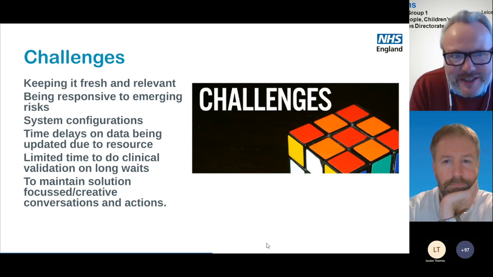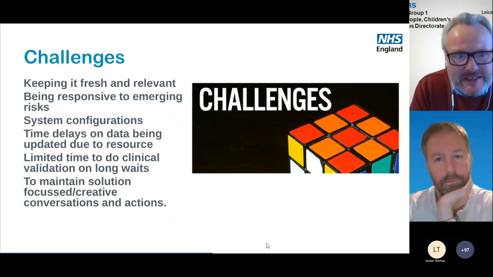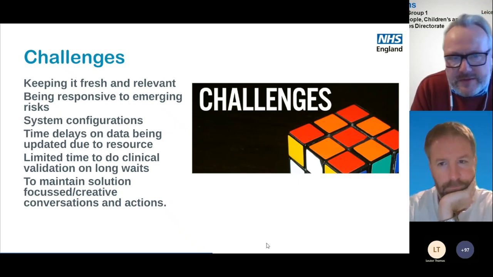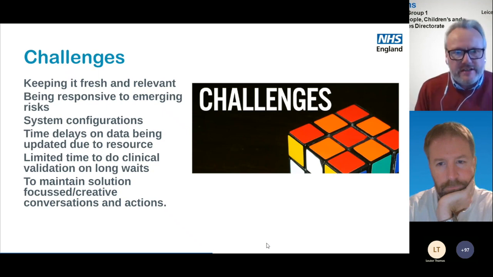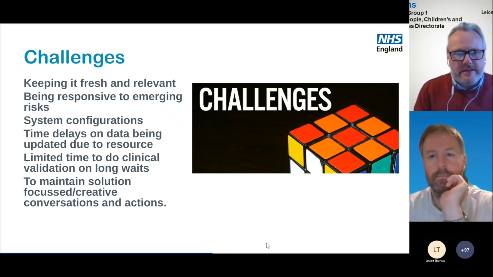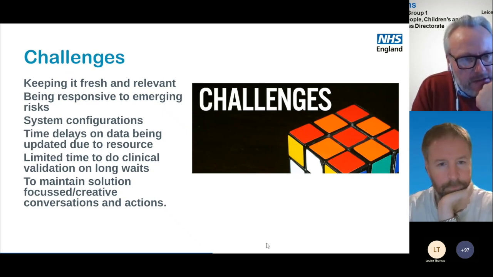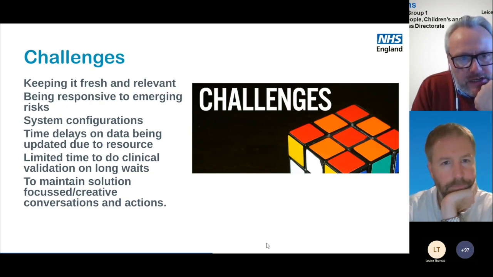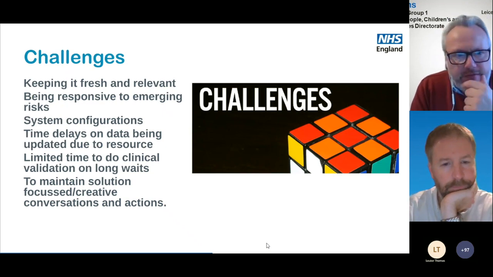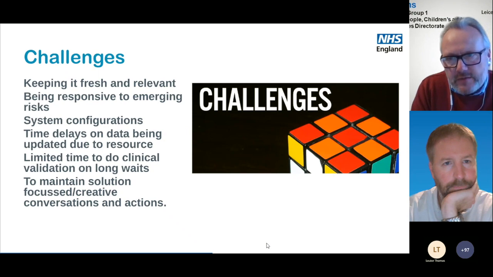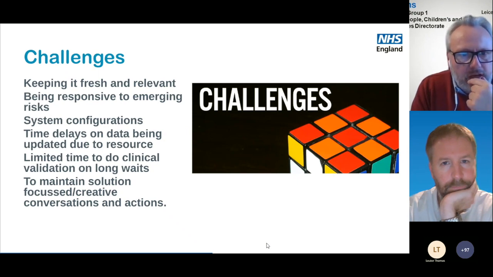Being responsive to emerging risks is a challenge for us, because there are so many challenges out there at the minute in terms of emerging risks. It's quite difficult to be responsive to all of those, because we are trying to prioritise and flex our workforce in so many different areas at once. And as I said, with workforce pressures, there are challenges around configuring the system to update new teams coming online, new pathways coming online. So there's always challenges in the background with our IT guys and making sure that we have a workable PTL for all our pathways.